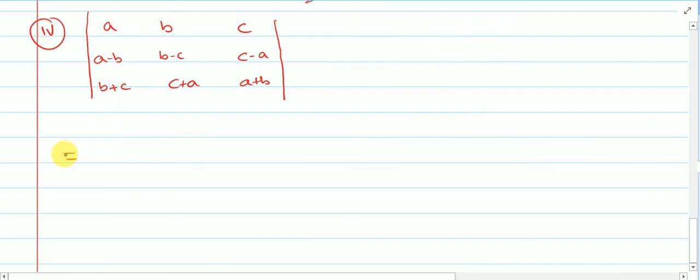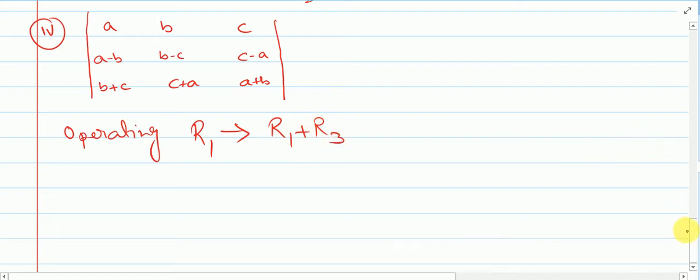So I will write over here, operating R1 tends to R1 plus R3. So now the first row will be equal to the first row plus the third row. So I'll get a plus b plus c, here also I'll get a plus b plus c, here also a plus b plus c, okay.